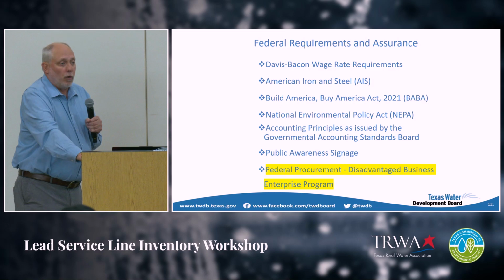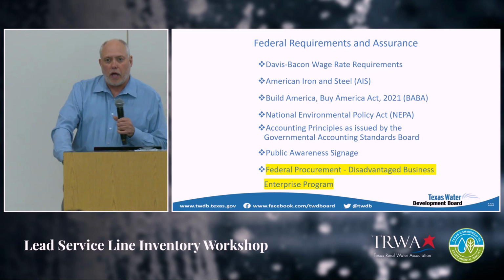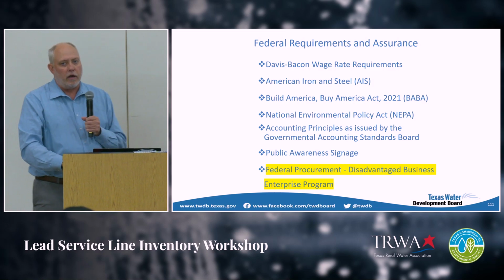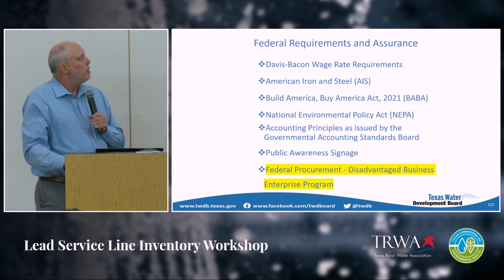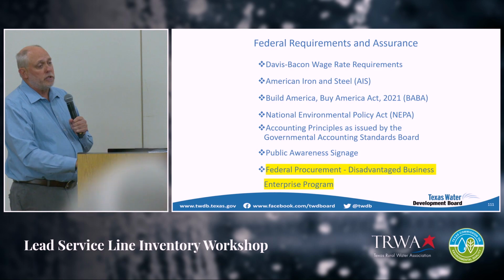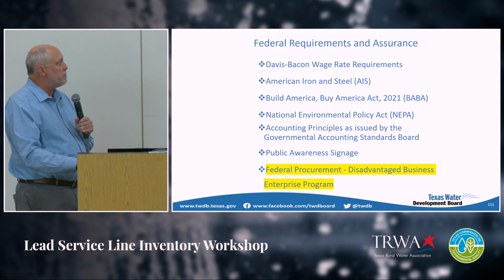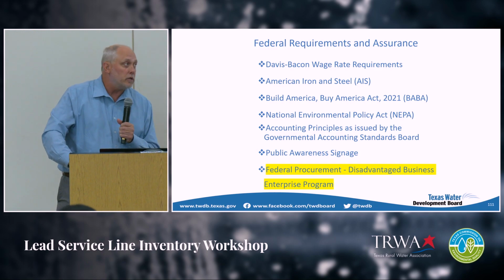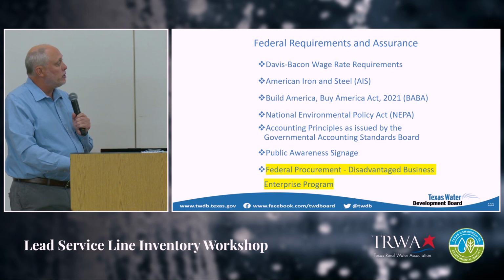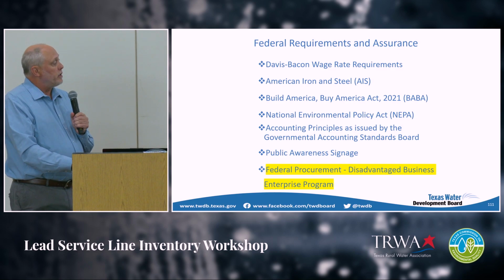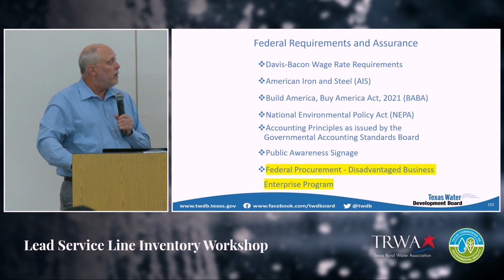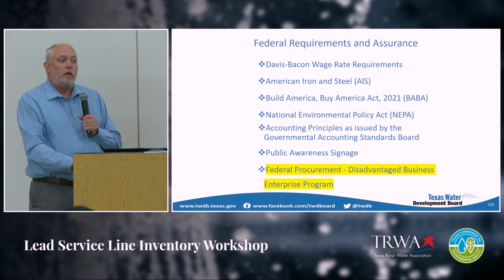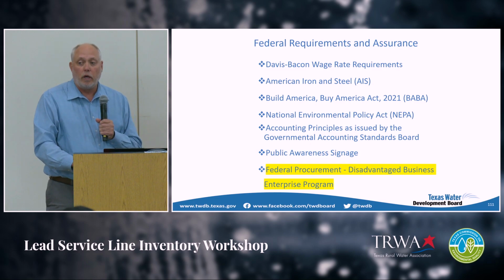A few things to be aware of, again, talking about federal dollars. Federal dollars have a lot of oversight, a lot of tasks associated with them. Some of the tasks and requirements that you have to follow are Davis-Bacon wage rate requirements, American Iron and Steel. The new one, it's a new federal program, the Build America, Buy America program. Again, it was started in 2021.